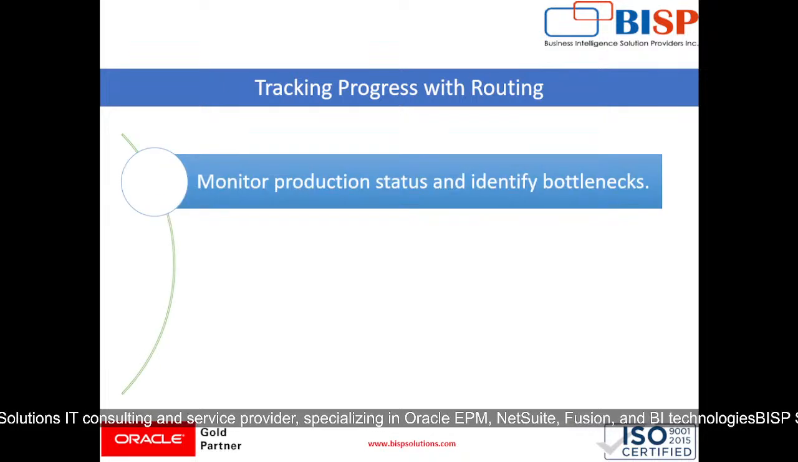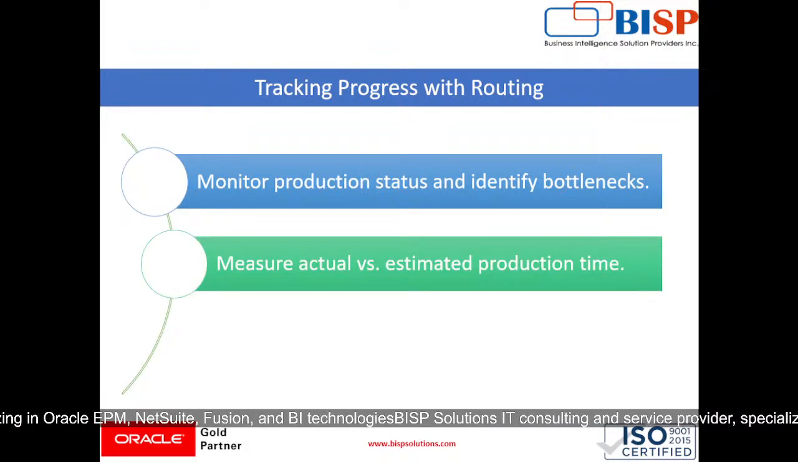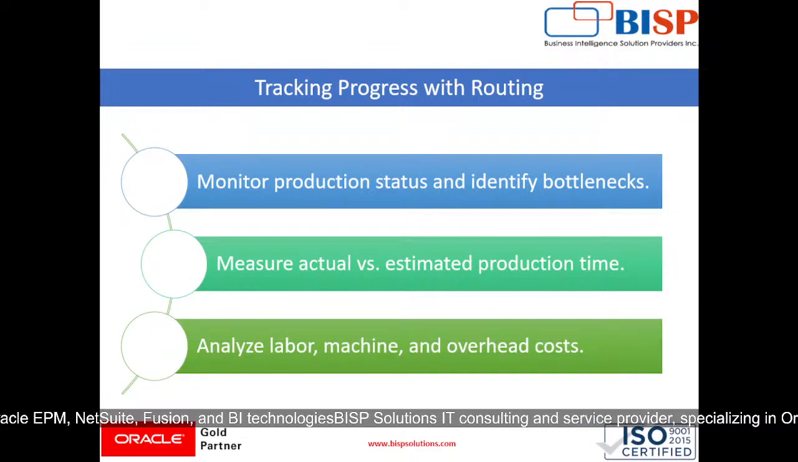Next comes tracking progress with routing, where NetSuite allows real-time tracking of each operation, helping manufacturers. So it monitors production status and identifies bottlenecks. Then it measures actual versus estimated production time, and it analyzes labor, machine and overhead costs also.